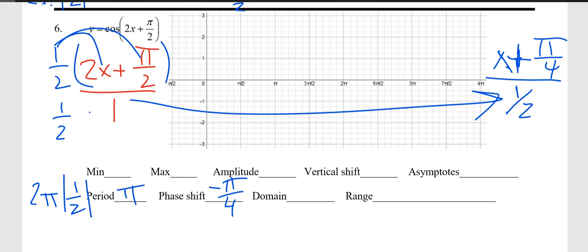Yes, I have a question. When you're explaining it, like you just take the 2 out and you get that, I don't understand how you get the 1/2.